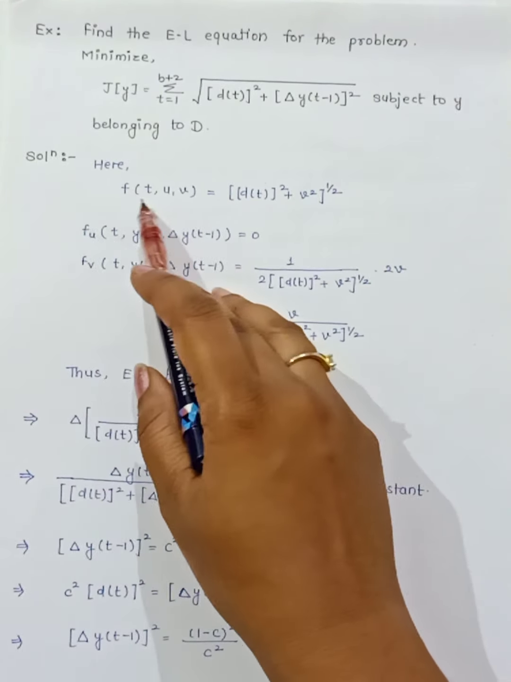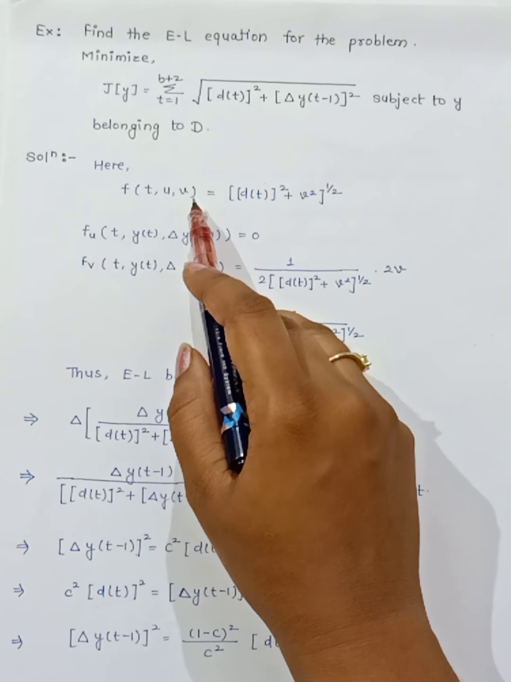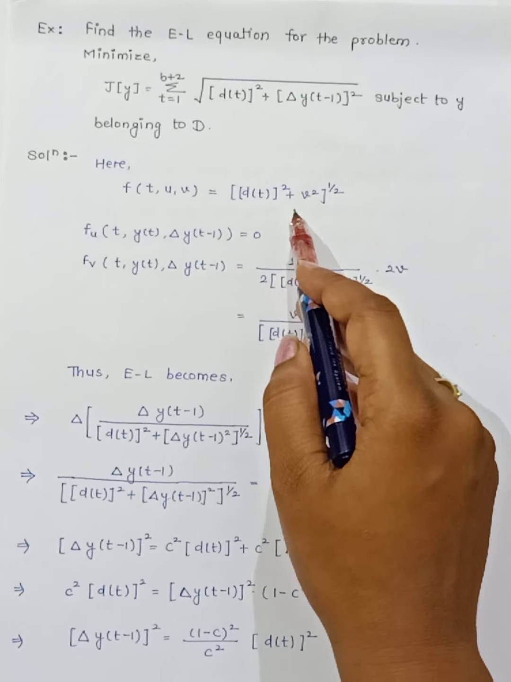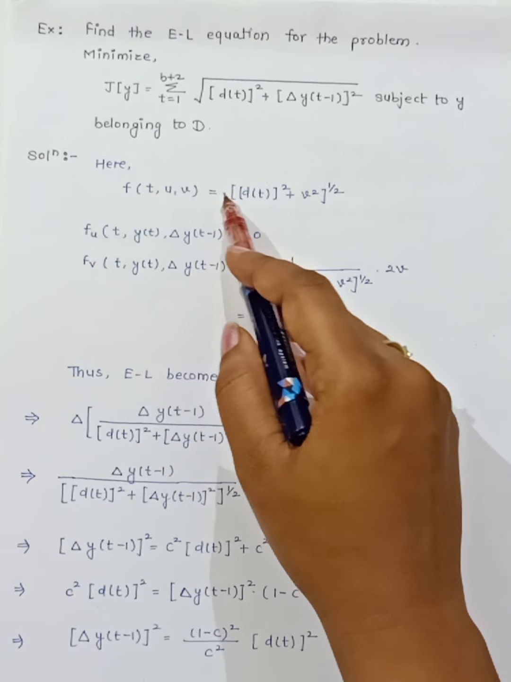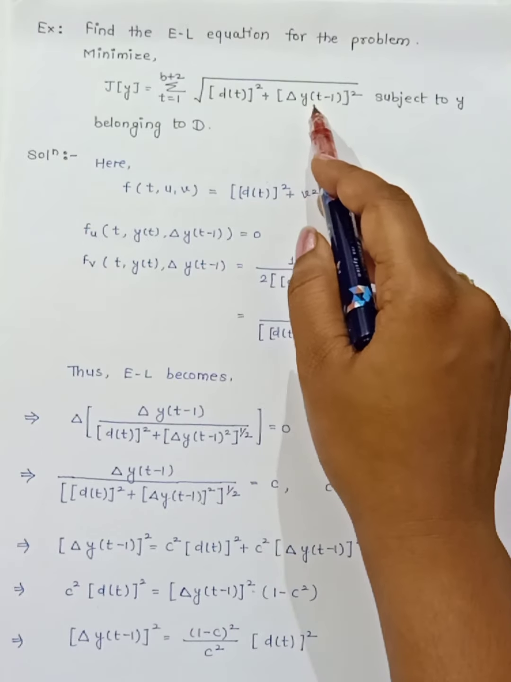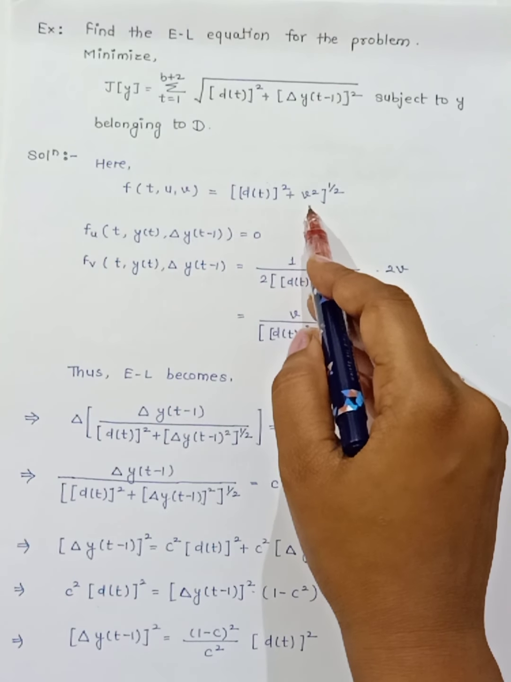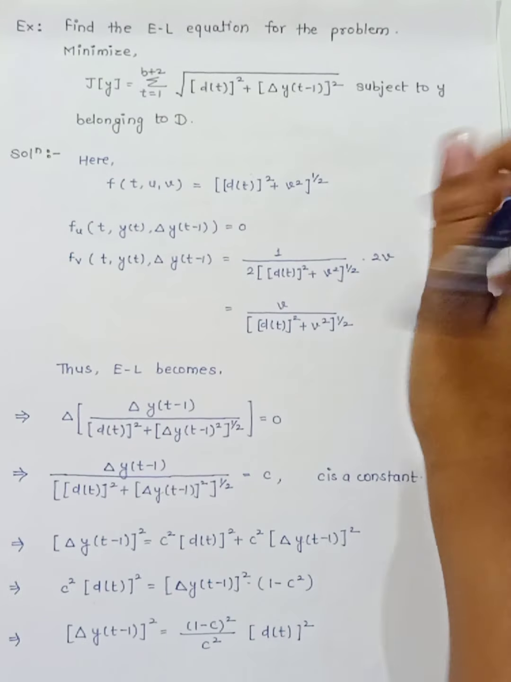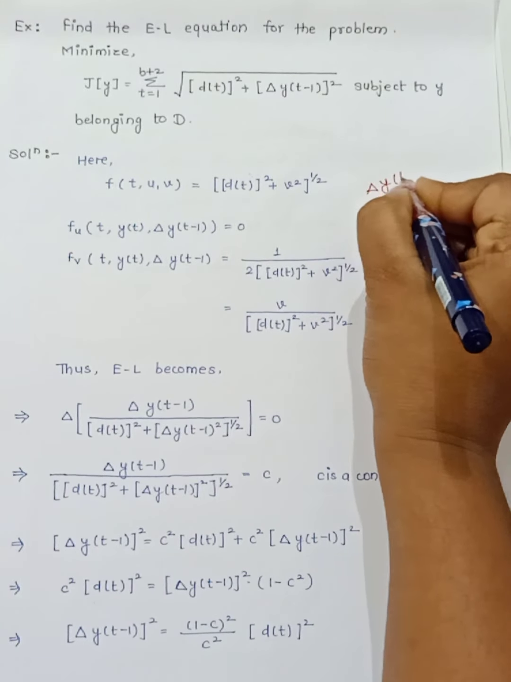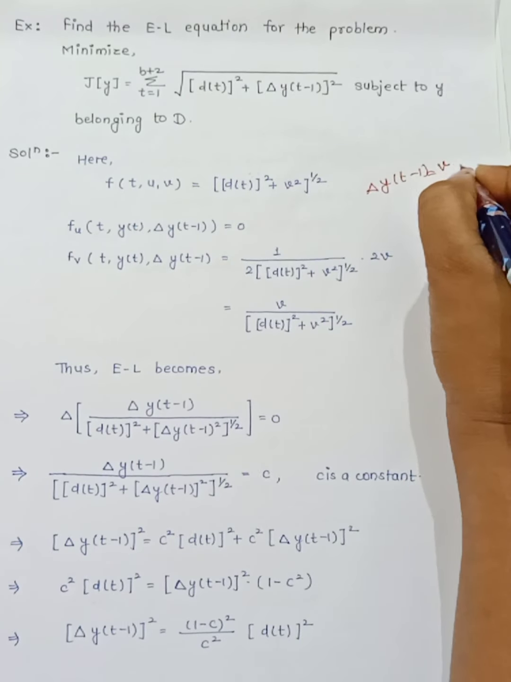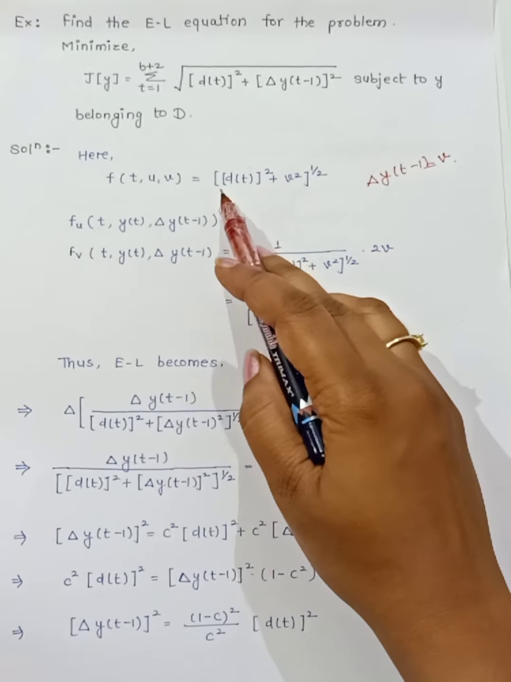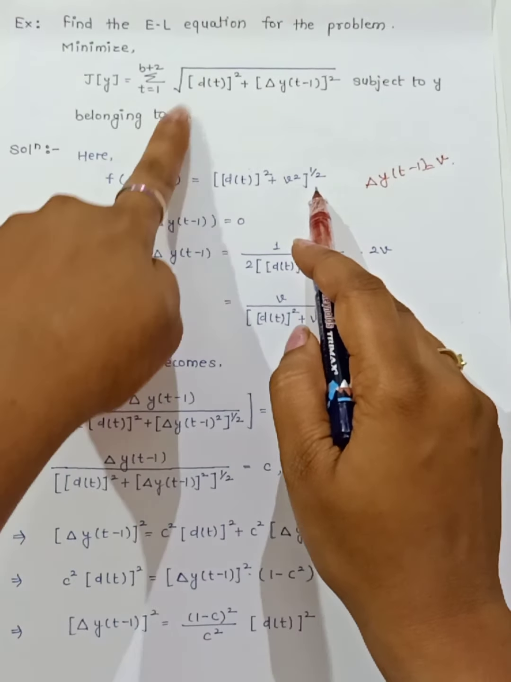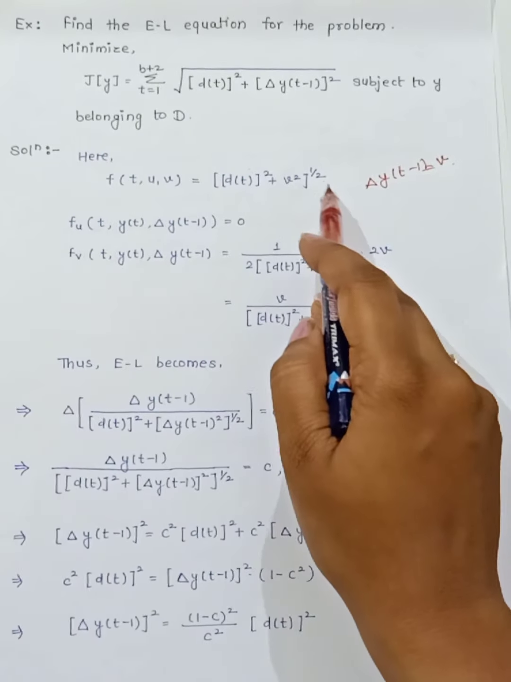Now the solution. Here f(t, u, v) is this value. So we write it here: f(t, u, v) equals sqrt(dt² + (Δy_{t-1})²), that is v. In the place of Δy_{t-1} we have written v. So this is dt² + v², and because this is in the root, we have taken the power 1/2.